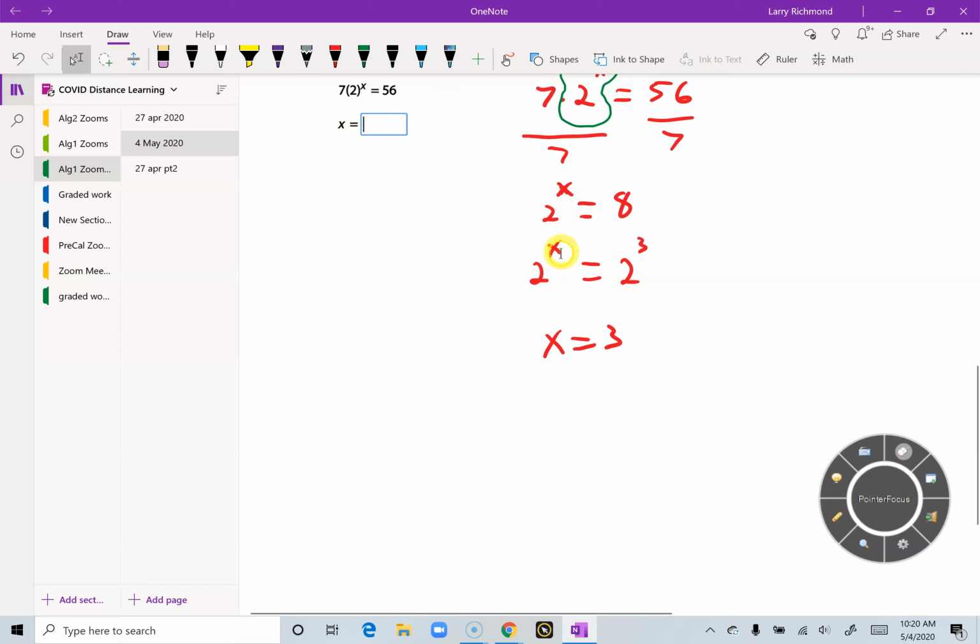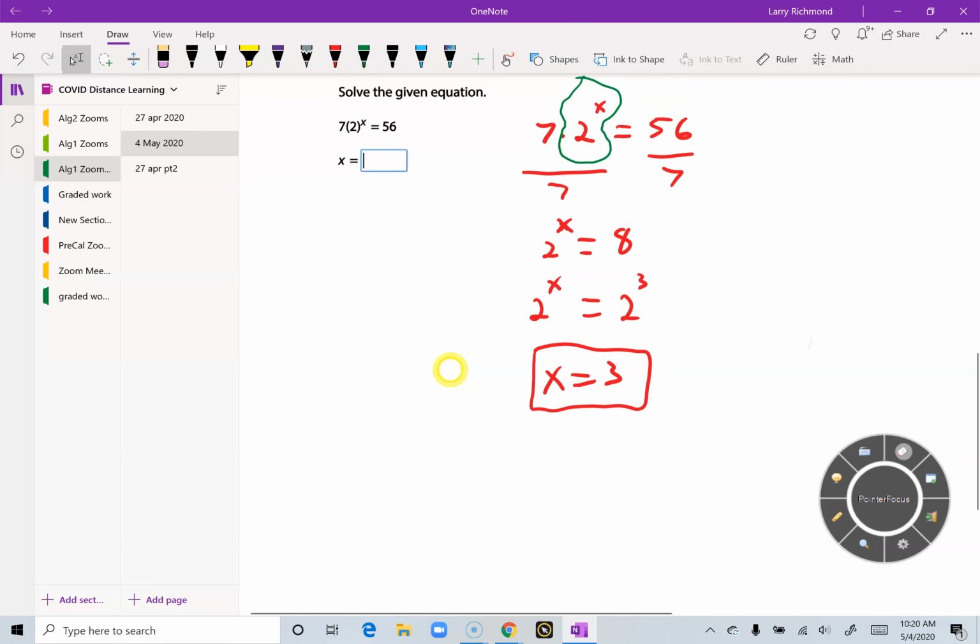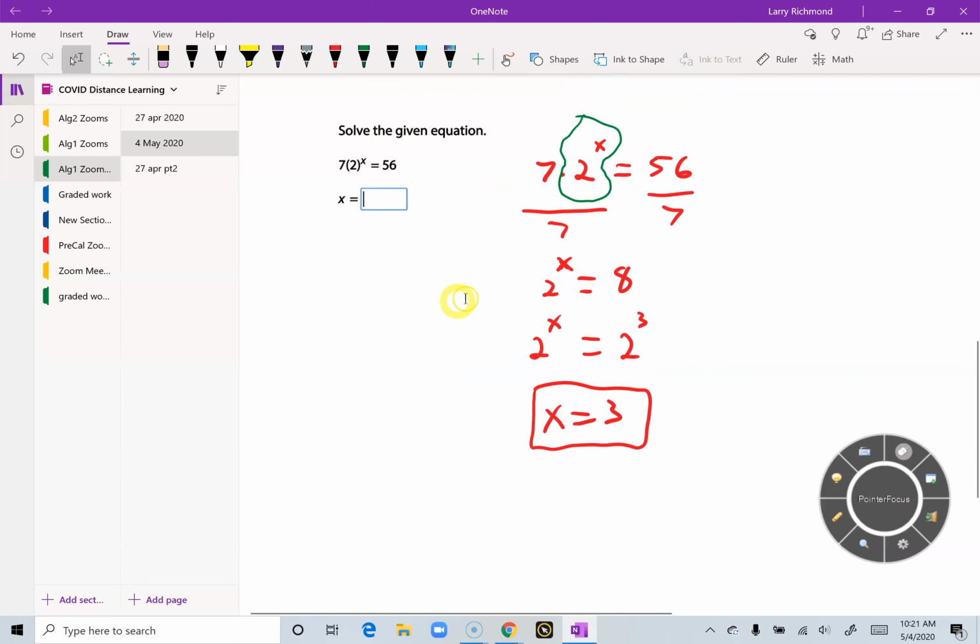Occasionally, we're going to have a more complex expression in the exponent than just x, but if it's just x, we're done at that point. Here, after that, we might need to go a little bit further. So we see x equals 3. That's our algebraic method. Isolate the exponential, then get the bases equal to each other. Thus, the exponents must be equal to each other.